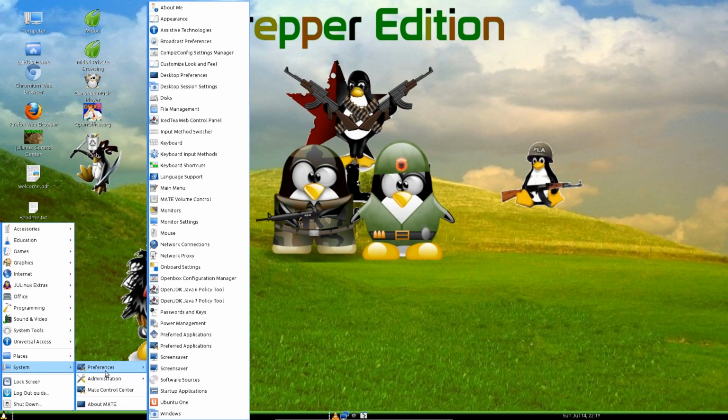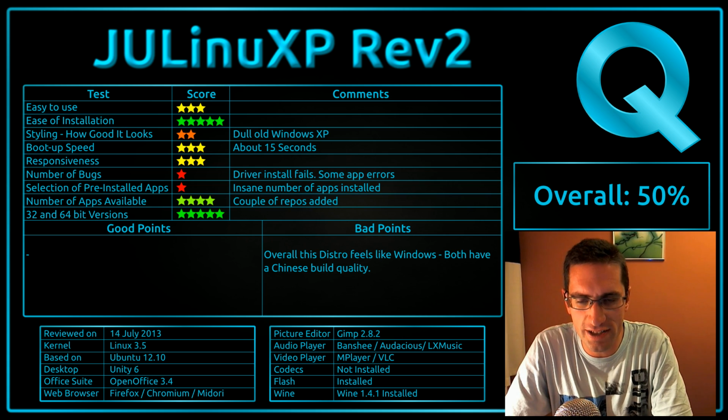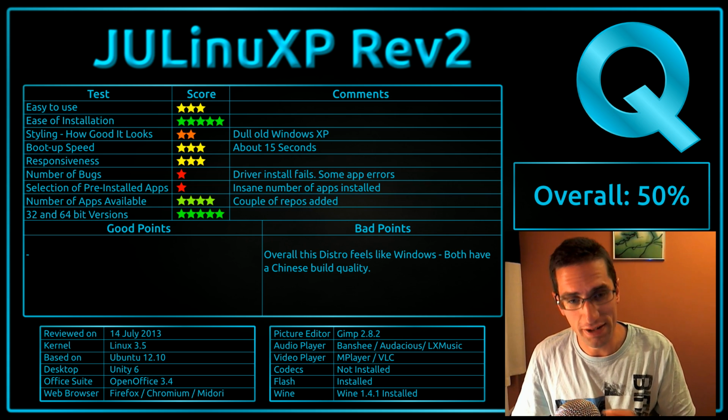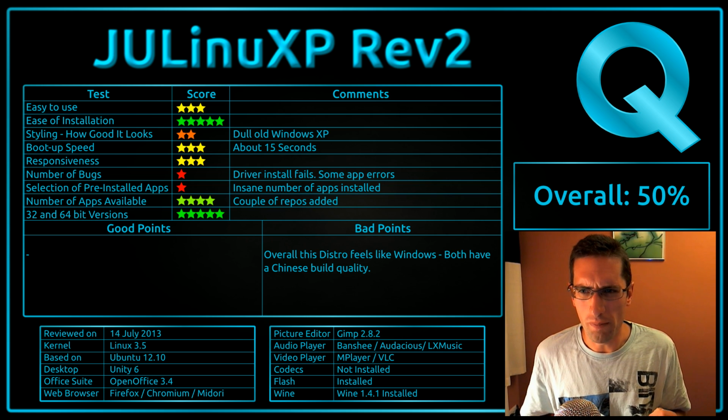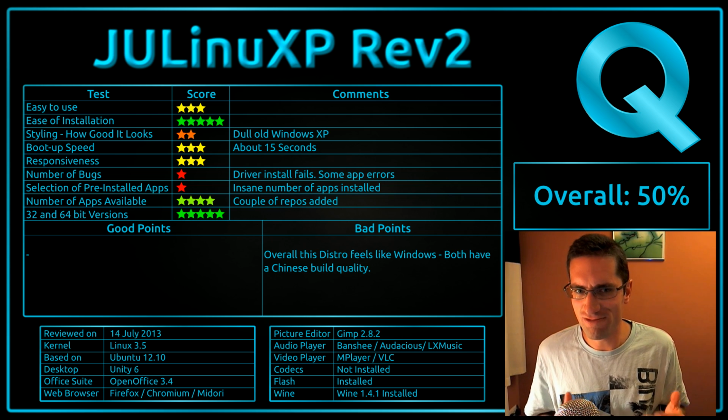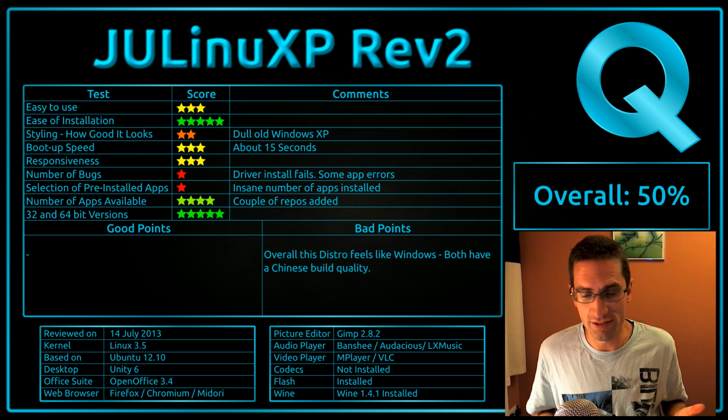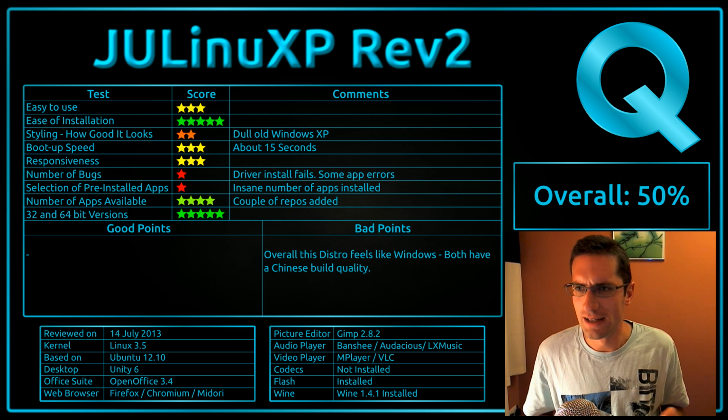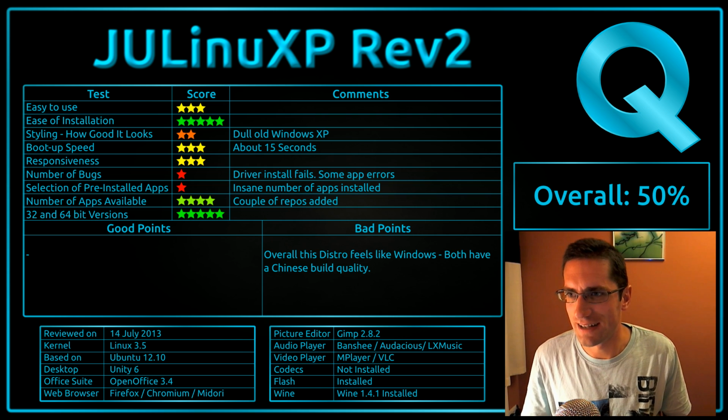System. Here's what I thought of JULinux Revision 2. So easy to use. Well, no, not really, because of the sheer amount of applications, but also Windows XP was never really that much of an easy version of Windows to use. But when you compare it to Windows 7, and basing a distro off that on the styling, no, it's not really going to work that well.